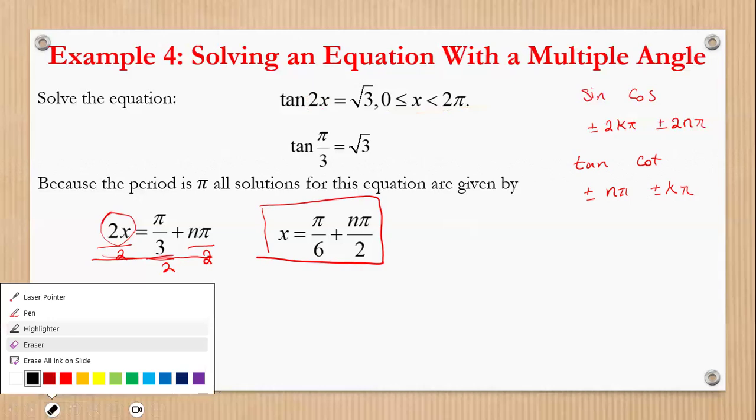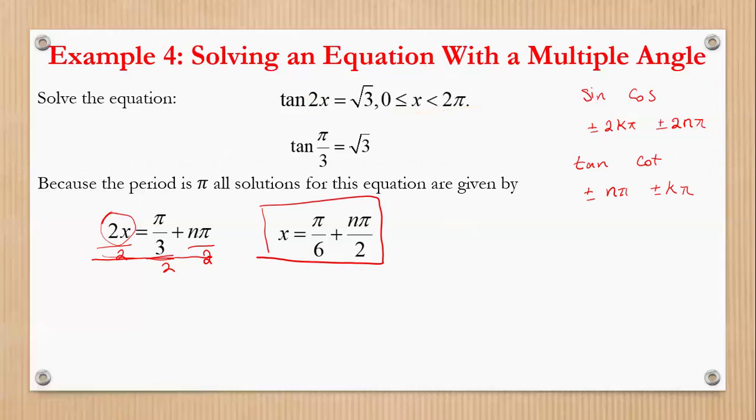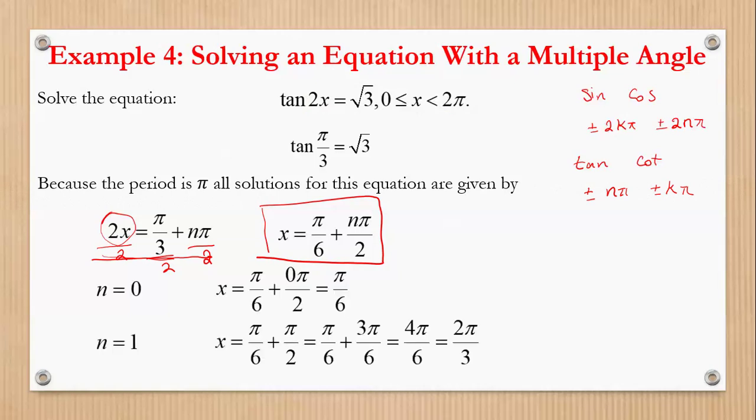So we just replace numbers for n until we get the answers from 0 to 2 pi, and that's it. If I replace the n by 0, I get pi over 6. That's an angle in the first rotation. If I replace the n by 1, I get pi over 6 plus 1 pi over 2. Find the common denominator. We get 2 pi over 3. It still is an angle in the first rotation. Okay, we can have this as a solution as well.